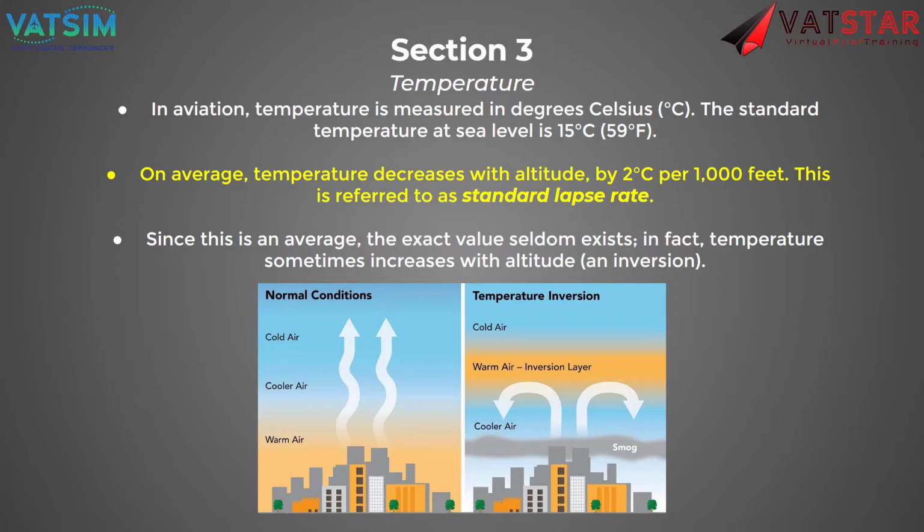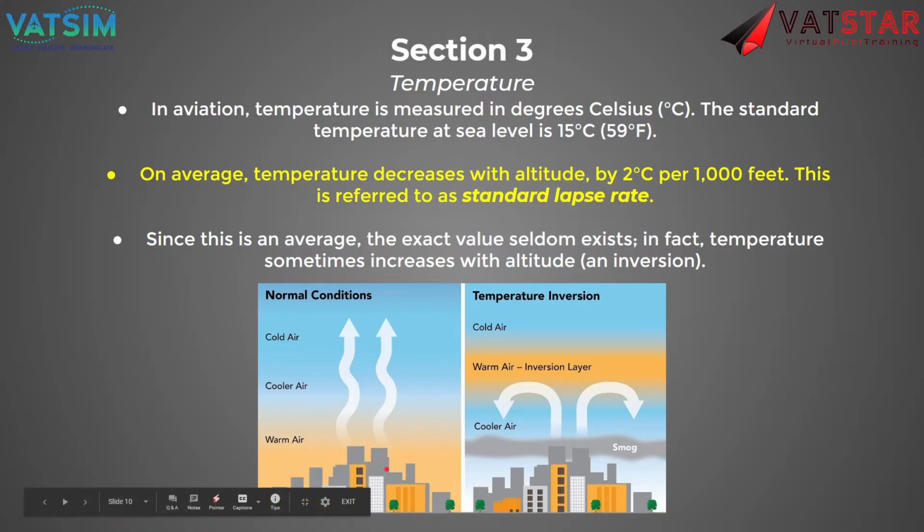And you'll change them depending on what the actual temperature is. So on average, or in general, temperature decreases with altitude by 2 degrees Celsius per 1,000 feet. And this is what we refer to as standard lapse rate. And lapse rate is simply the rate at which temperature is changing as you increase altitude. Now, since this is an average, the exact value seldom exists. In fact, in rare cases, temperature actually may increase with altitude, and that's what we call a temperature inversion.